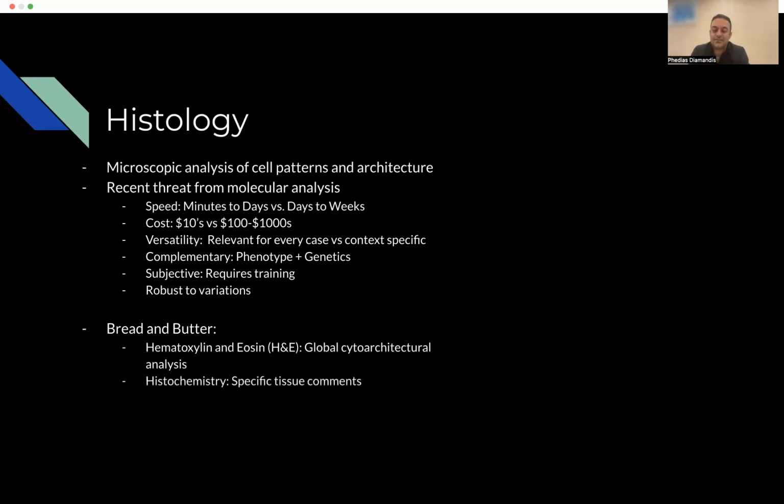Histochemistry sounds very similar, but the difference is here, we're not so much interested in the actual pattern. We're more interested in the presence of a specific tissue component, such as collagen or reticulin. And so it's kind of a yes or no answer as compared to a more artistic impression of what we see under the H&E stain.